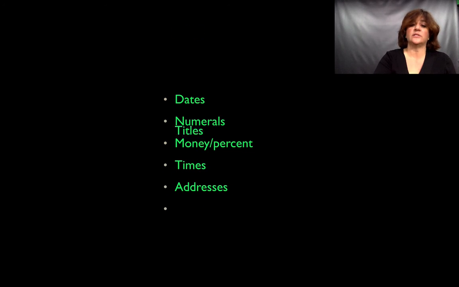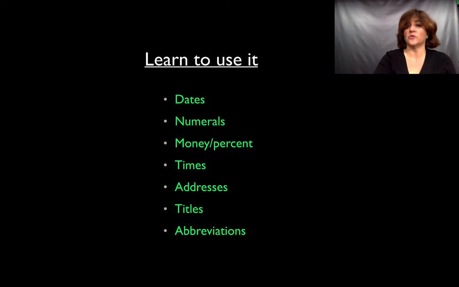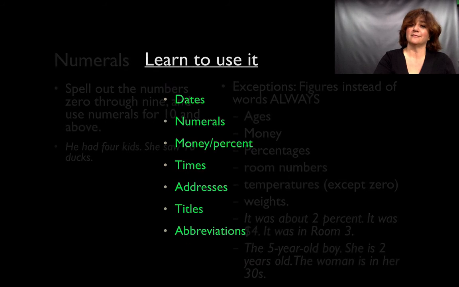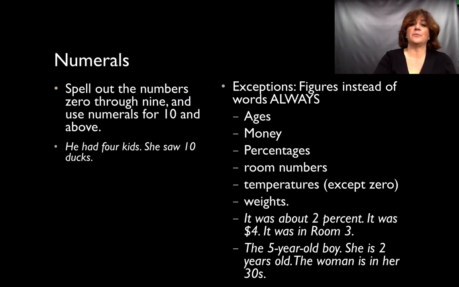So big things that you need to start to look up and memorize: dates, numerals, money and percents, times, addresses, titles, abbreviations. These are the things you need to learn first off as you get started in AP. And you really do need to memorize them because you're going to use them a lot. So let's just look at a few examples here. Numerals, the rule is that we spell out all numbers from 0 to 9. 10 and above are always numerals, but there are exceptions to that. So ages are always numerals, money, percents, room numbers, temperatures with the exception of 0, and weights.